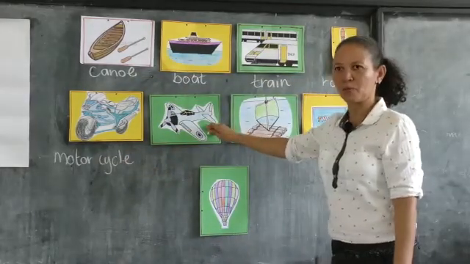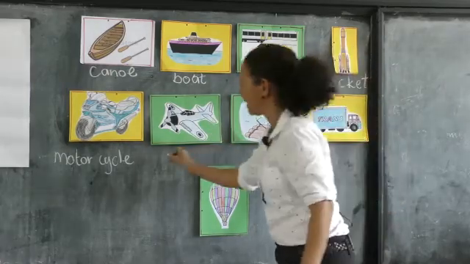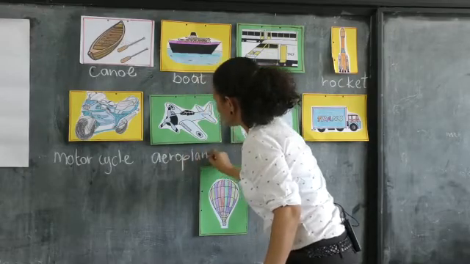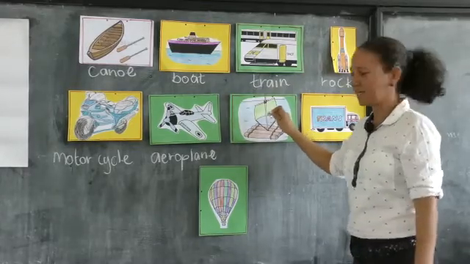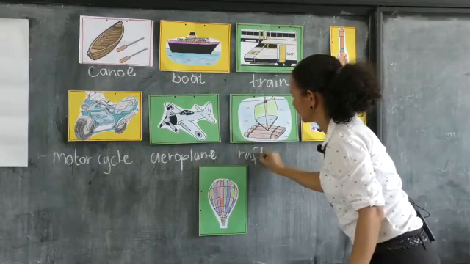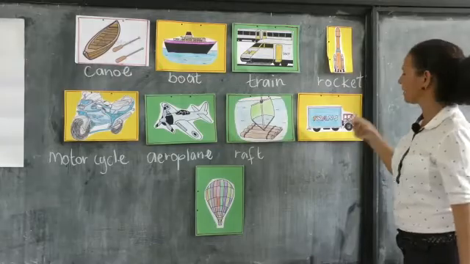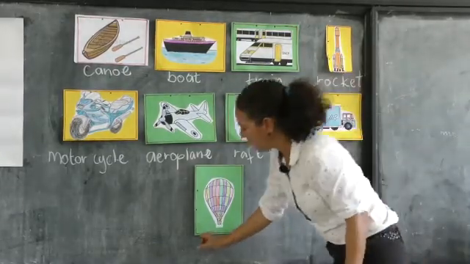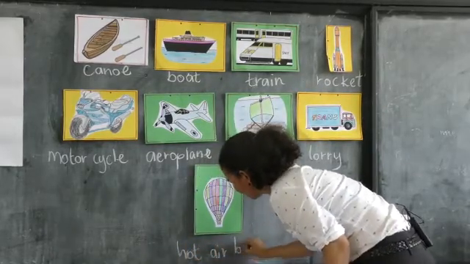This one, we see it from Mahe going to Praia sometimes. It's the small aeroplane. This we used to use it long ago. It's a raft, correct. And this is the big one. Normally we have it on Mahe. It's the lorry. And the last one is a hot air balloon.